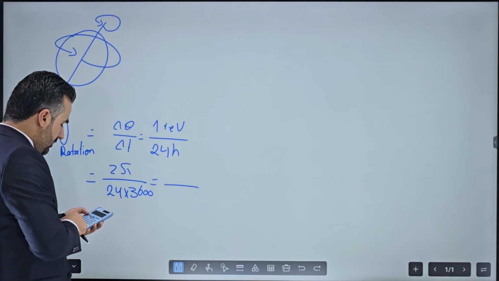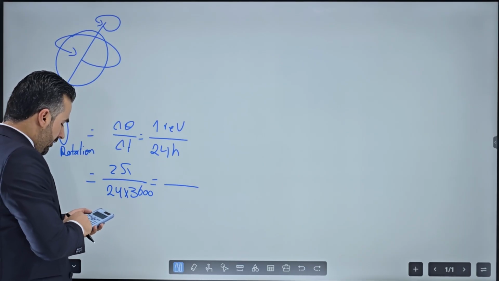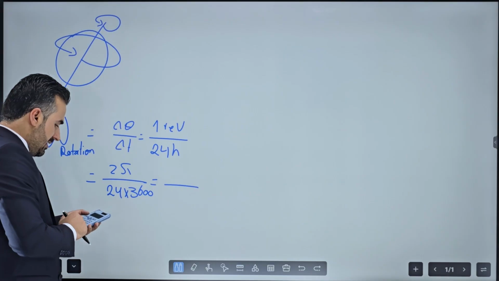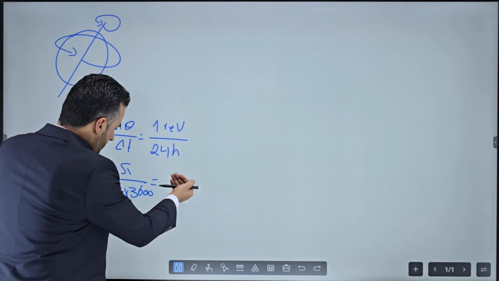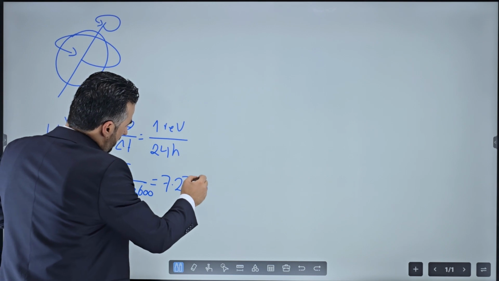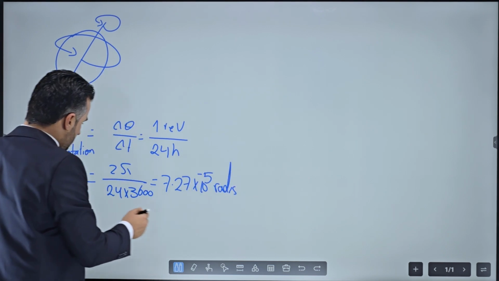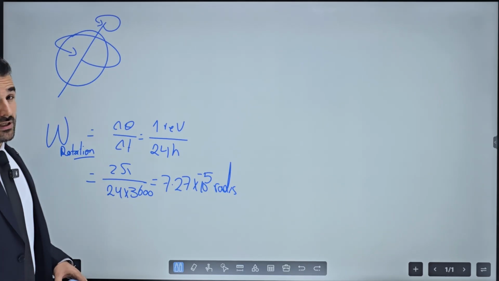Let's do this one too. We'll say 2 pi divided by 24 hours, every hour is 3,600 seconds, then the answer you will get is 7.27 times 10 to the power negative 5. That is going to be radian per second. This is the angular speed of Earth's rotation.